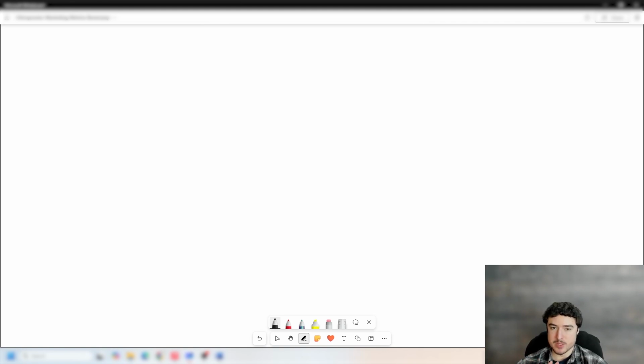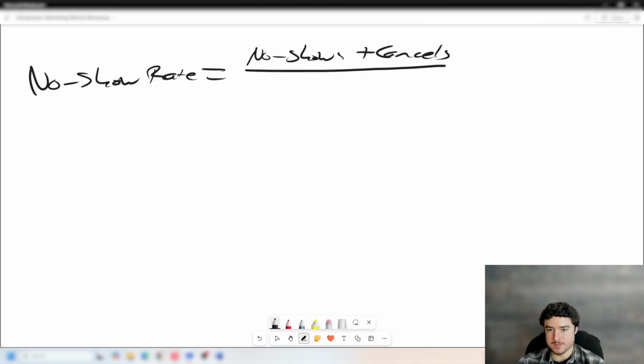But if you do have them, then it will give us way more in-depth insights, and we can look at the exact pipeline and the overall pipeline, see what exact steps we need to improve. So first of all, I would go ahead and calculate our no-show rate. And when it comes to this, I like to lump our no-shows plus our cancellations. And then obviously we divide this by total number of appointments.